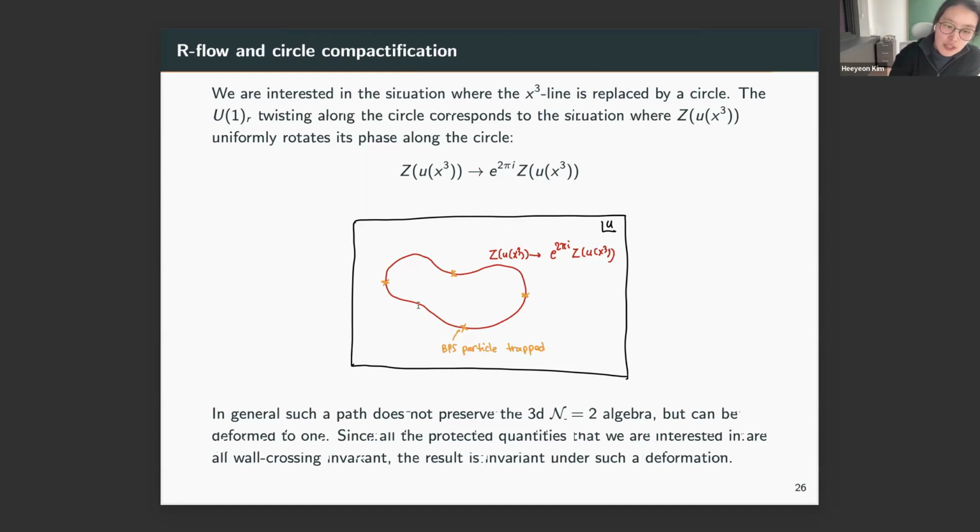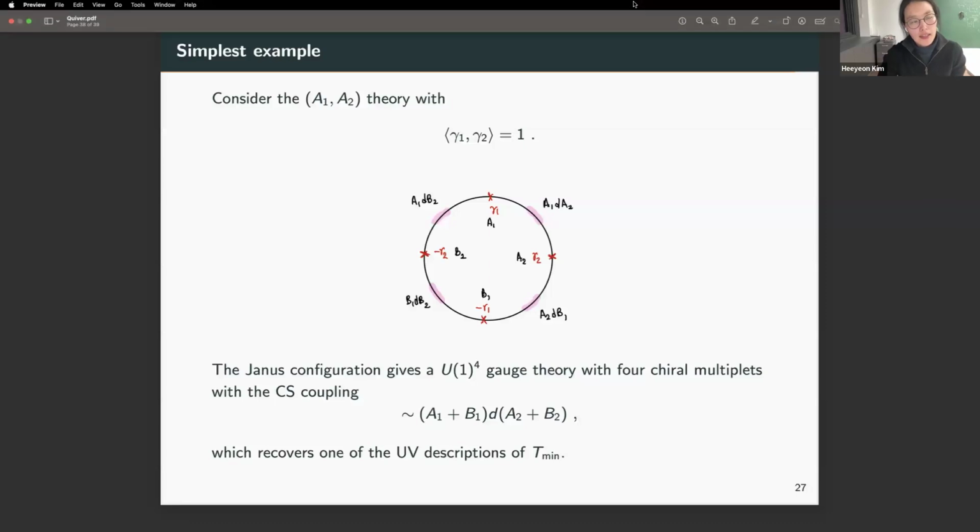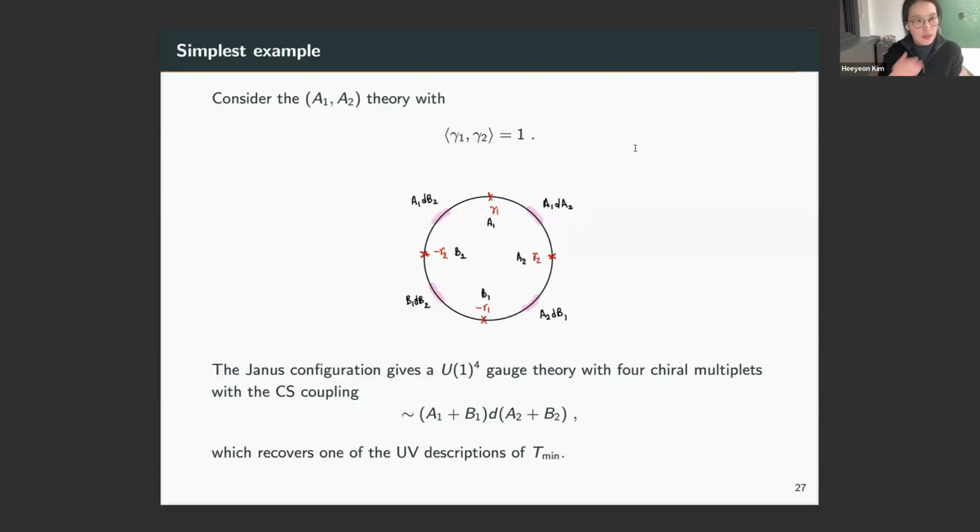But since all the quantities that we are interested in, the ones that I showed you before, for example, those trace formulas for the Schur indices and trace formulas for the three-sphere partition function, all turn out to be wall-crossing invariant, the formula that we obtain is going to be invariant under such a movement. So I will end by explaining how this comes about for the simplest example.